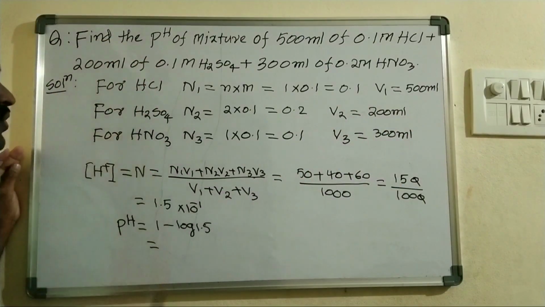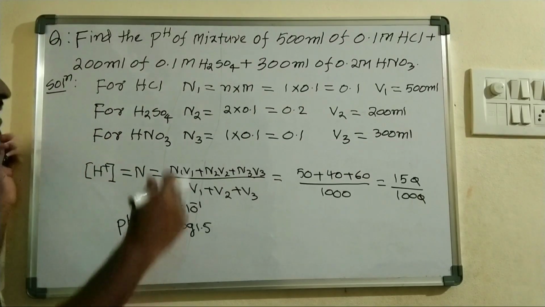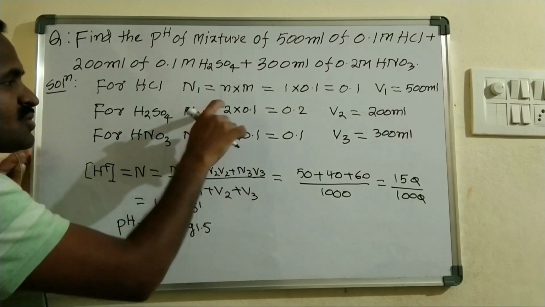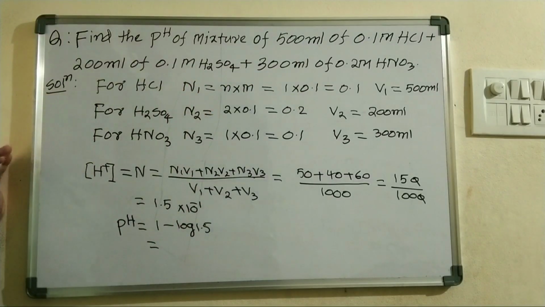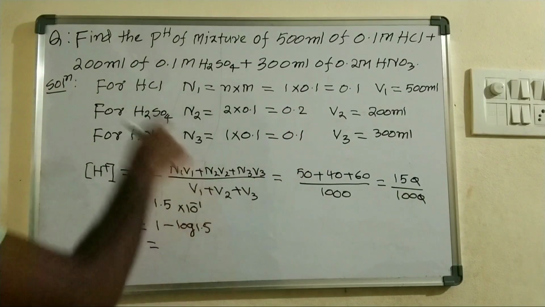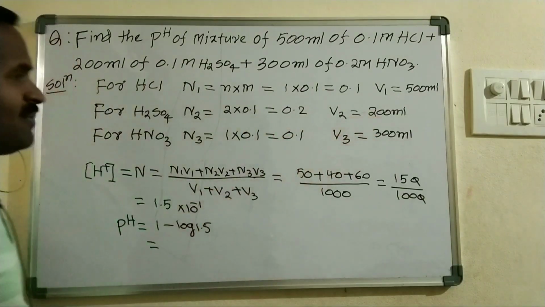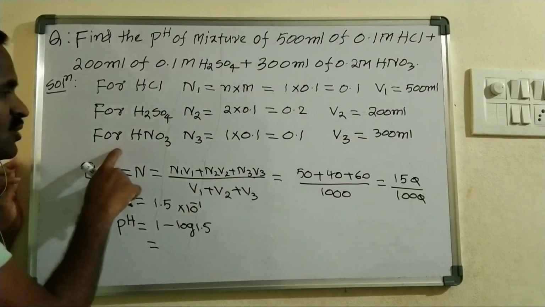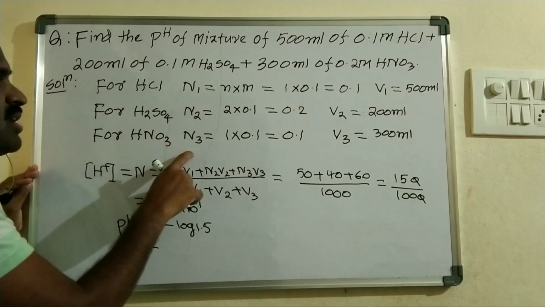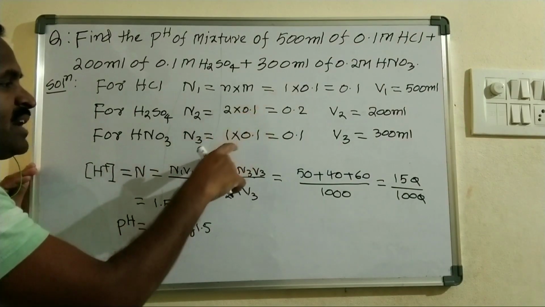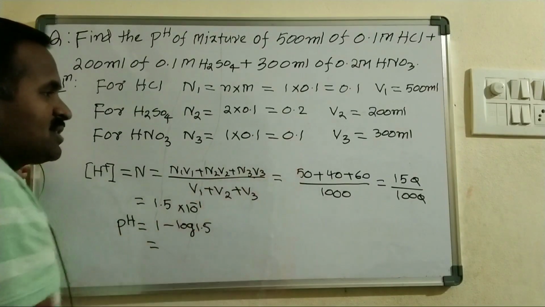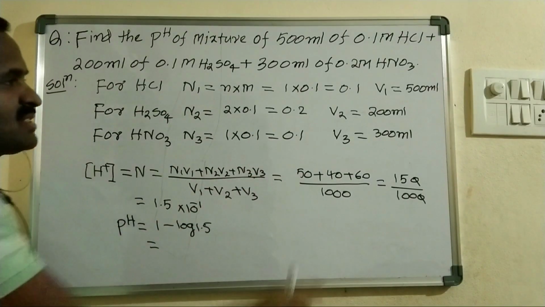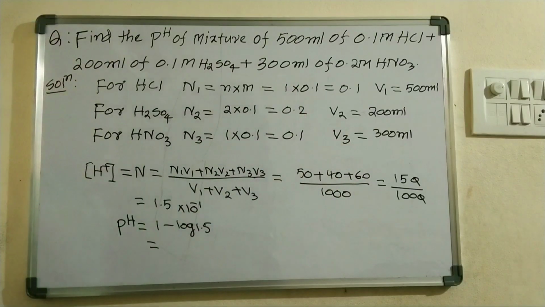For H2SO4, the normality N2 equals, again for H2SO4 there are 2 replaceable H+ ions, 2 into 0.1, so you will get 0.2, and its volume is given as 200 ml. For HNO3 solution, normality equals small n into M, again 1 into 0.1, and you will get 0.1 normal, and its volume V3 is given as 300 ml.